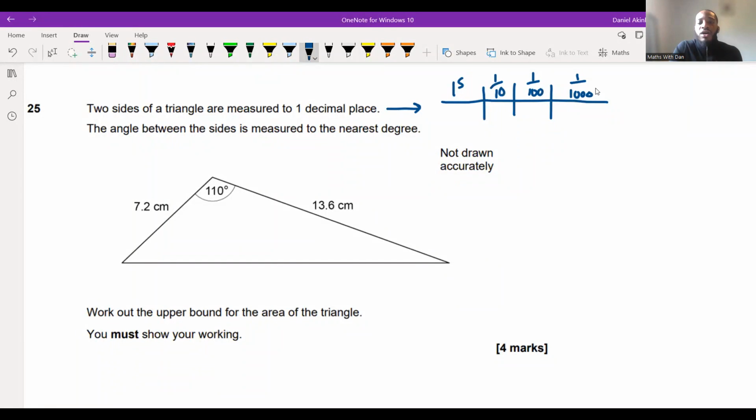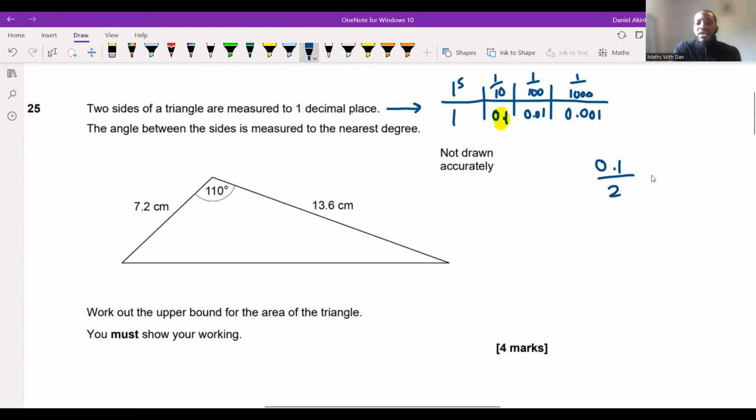So I always do this with these bounds questions. Now, ones is just 1. A tenth is 0.1. This is 0.01. This is 0.001, isn't it? And so on and so forth. Now it says measured to one decimal place. So I look on my place values. Where is one decimal place? That's 0.1. So what I do is I take that number, 0.1.